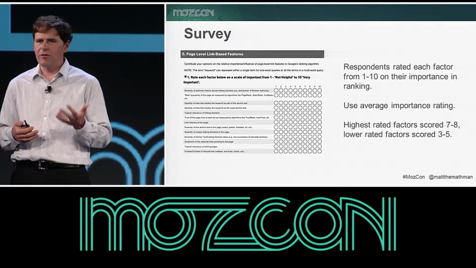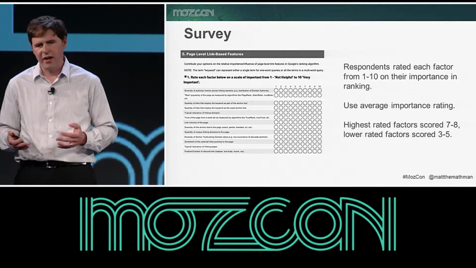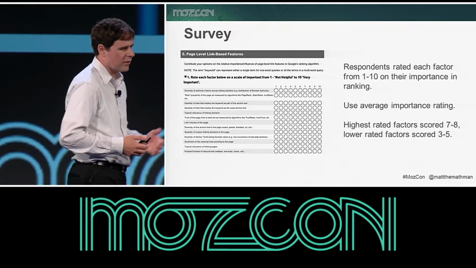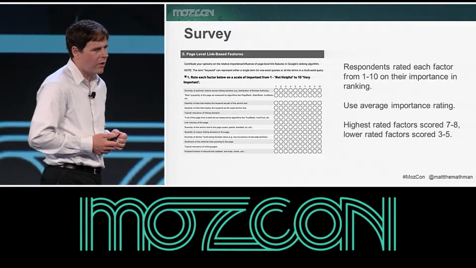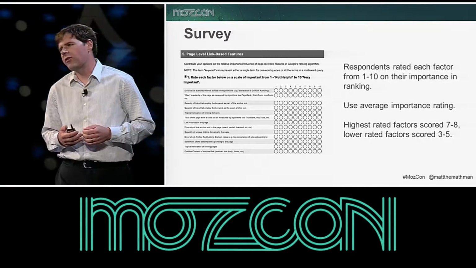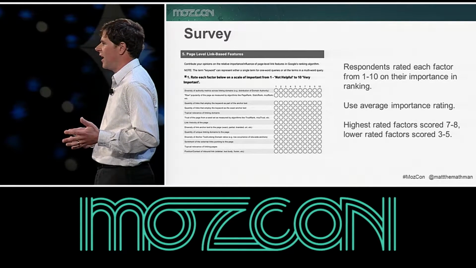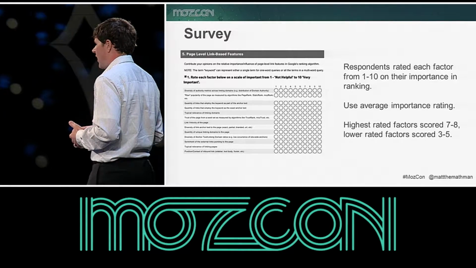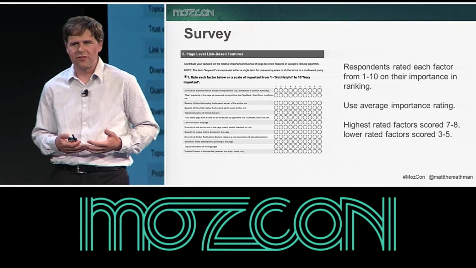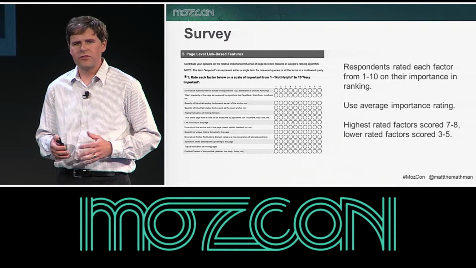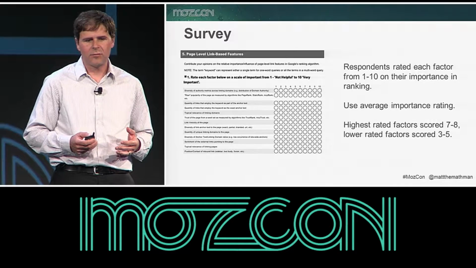We then take the average rating from 1 to 10, and we report that average rating in this today. The highest rated factors in our survey had average ratings of between 7 and 8, and lower factors that SEOs didn't think were very important had somewhere between 3 and 5. So those are important numbers to benchmark as I start looking at some data shortly.